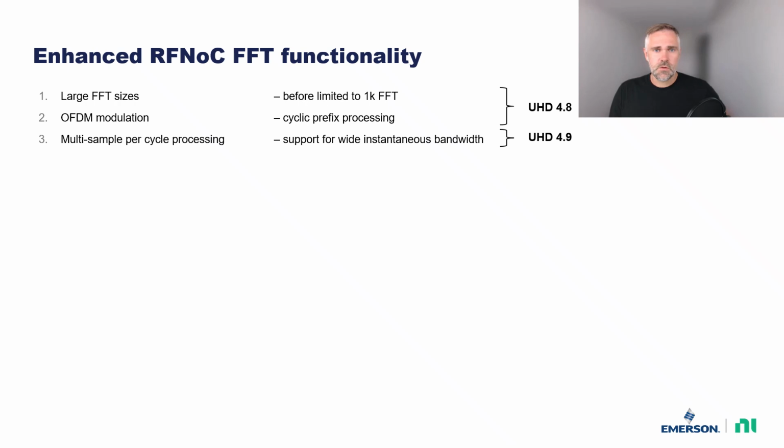Also, we now support multi-sample per cycle processing, which means that the FFT block can now cope with high sample rates, such as the 500 megasamples per second on a USRP X410. So how could I, as a user, take advantage of these capabilities?